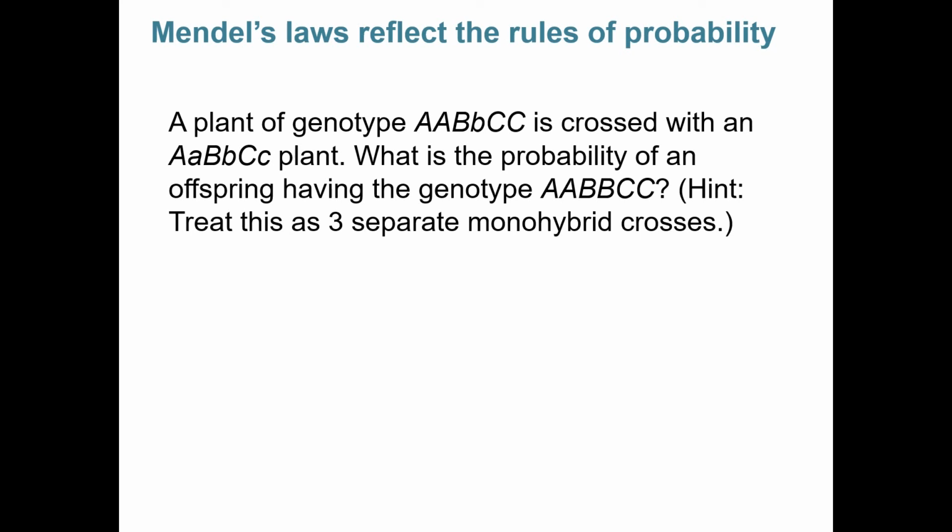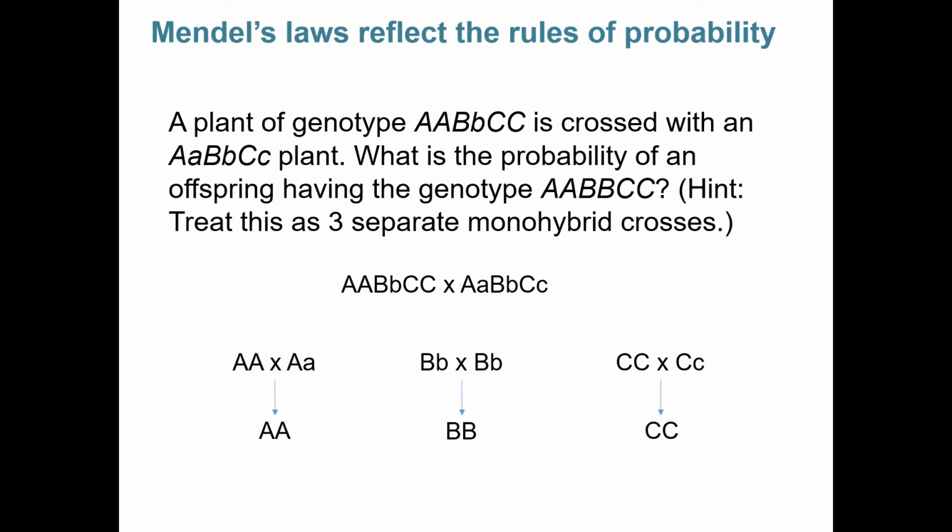Alright, so where's the best place to begin? The first thing that you want to do is rewrite the cross. So if we do that, we can see very clearly what we're doing. Big A, big B, big C, cross to big A, big B, big C, little c. We can separate this into the 3 monohybrid crosses. That makes it a little easier for us to look at. And they look like this. And we want to know what is the likelihood that out of these crosses we get this result.